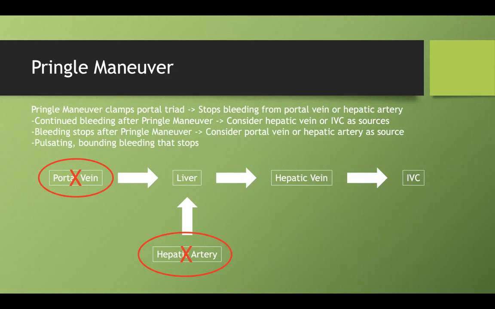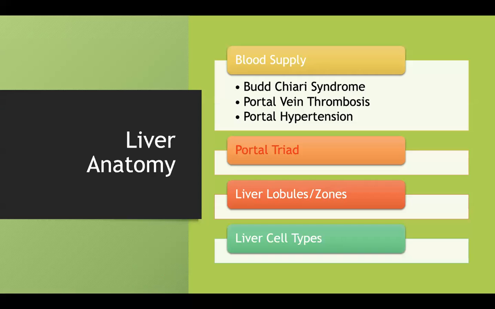in nature. And so if you see that on a question stem, you should probably pick something related to the hepatic artery. On the other hand, if it's more of a gradual oozing bleed that stops after you perform a Pringle maneuver, then that makes it more likely that they want you to pick a portal vein as the cause of the bleed. Okay, so now let's discuss the liver lobules and zones.